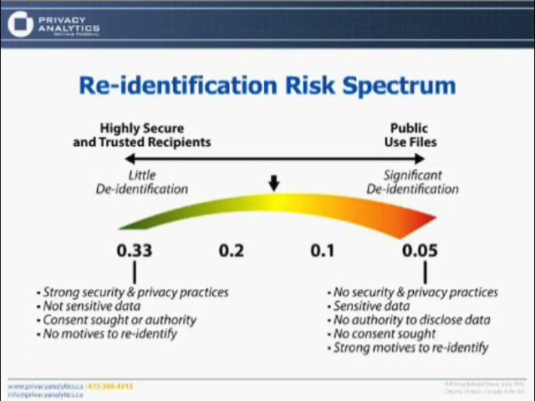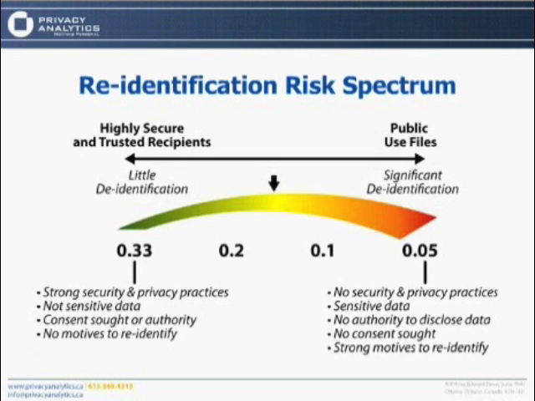You would use a higher threshold, a 0.33 probability of reidentification, when you're releasing data to highly secure and trusted data recipients. If you're giving data to someone who is known to have very good practices in place that you can audit and verify, or if the data is not very sensitive and there's very little motive to re-identify, this would be a low-risk transaction. In that case, you can justify very small risk being 0.33.